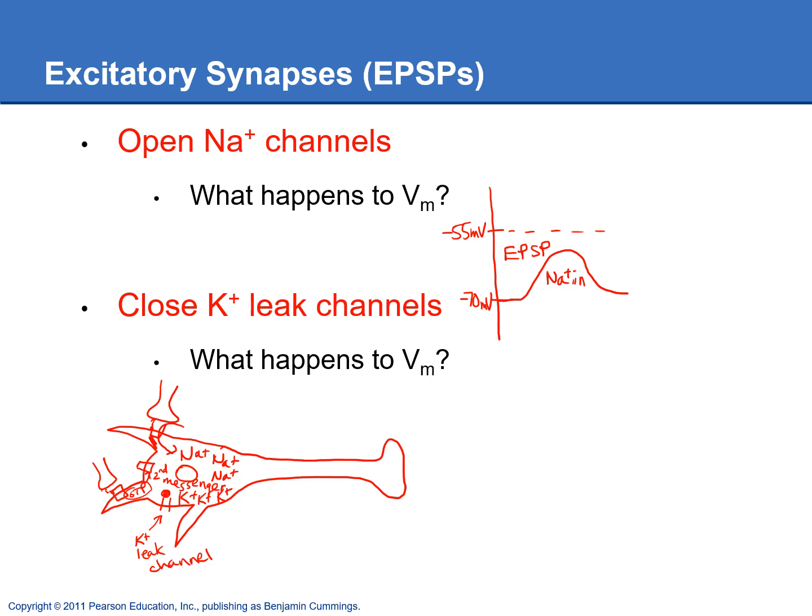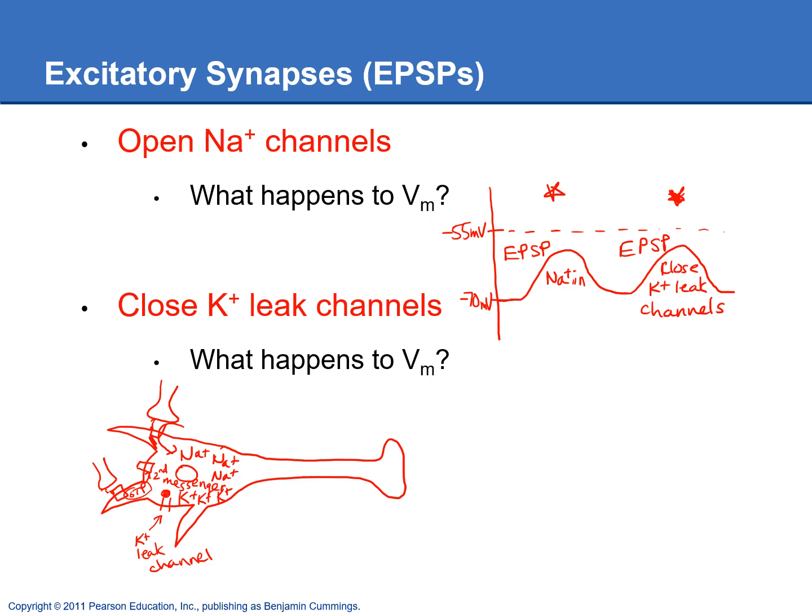And so if potassium stays inside the cell with its positive charge, well, that's going to make the inside of the cell more positive. So that will create a depolarizing graded potential. And that creates another EPSP. So if we close the potassium leak channels, that will create another EPSP. Okay, so I definitely would know these two things.